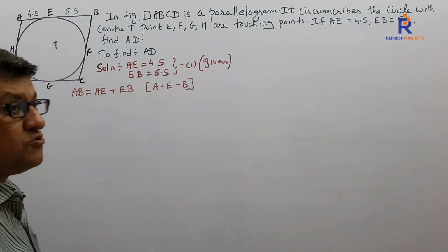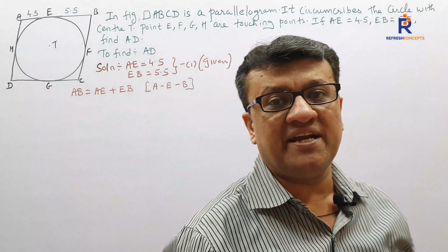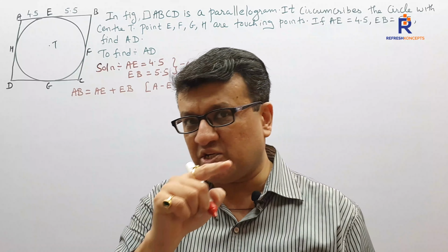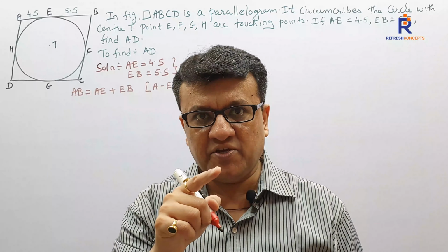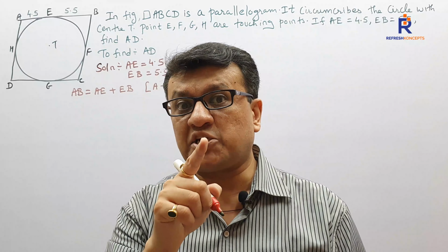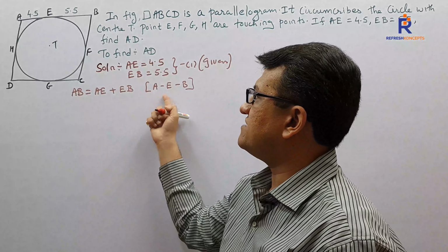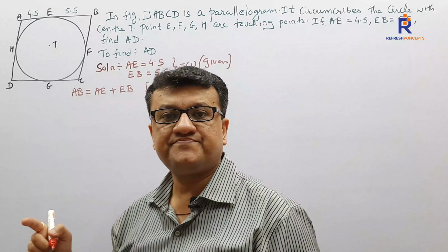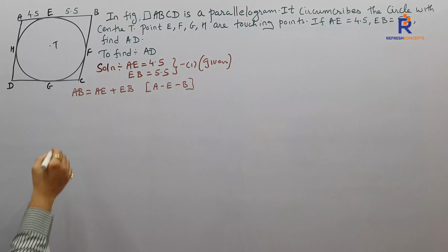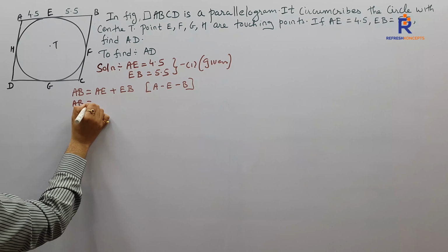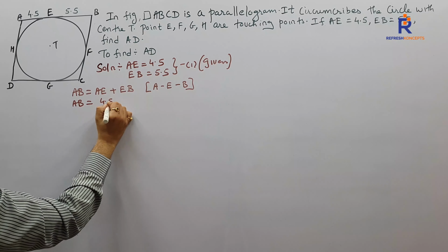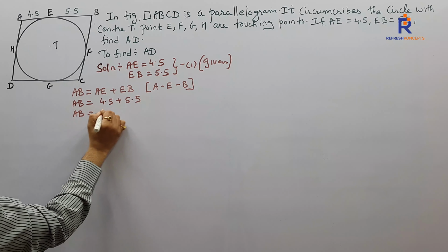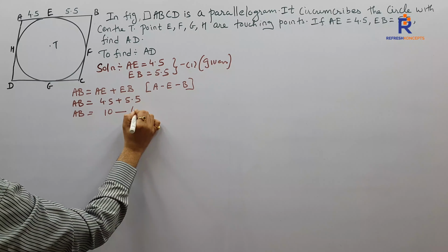Those who have not come across this particular word collinearity, I shall tell you: whenever we go for any kind of addition or subtraction in a straight line, we write down this as a reason, collinearity. Three points lying in the same line. So, what is AB? AB turns out to be 4.5 plus 5.5. AB turns out to be 10. Equation number 2.